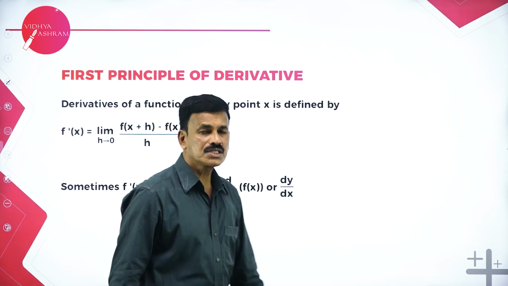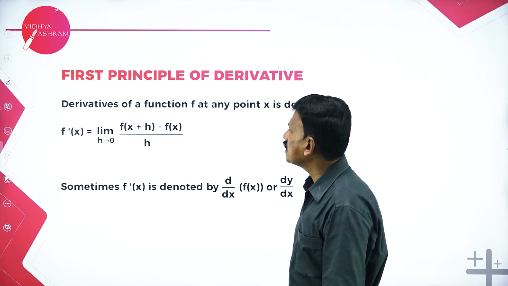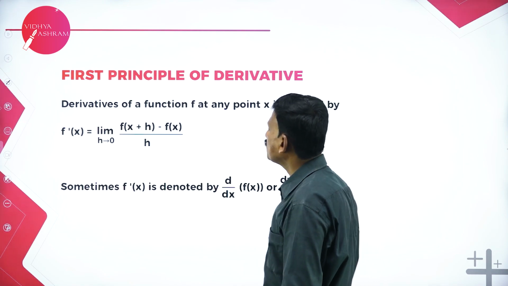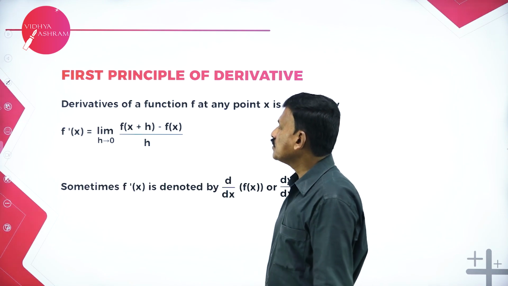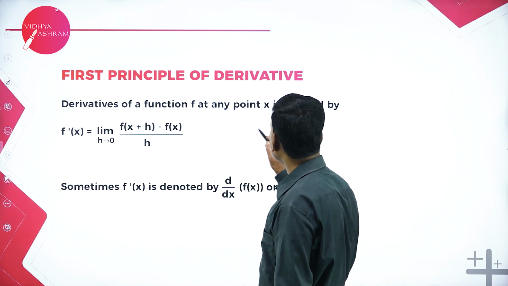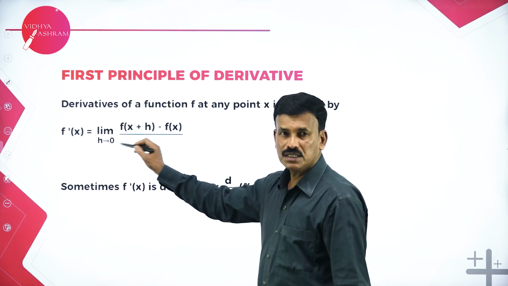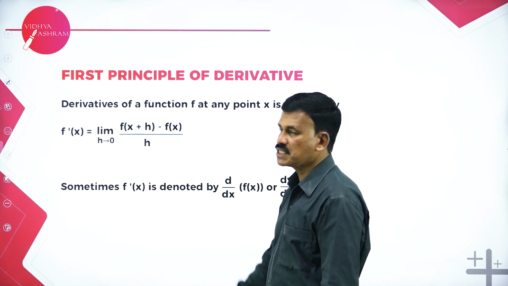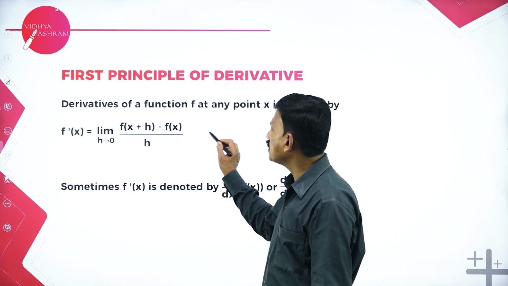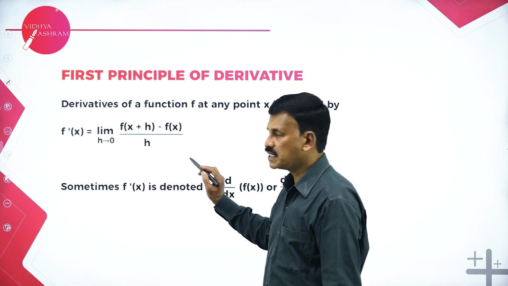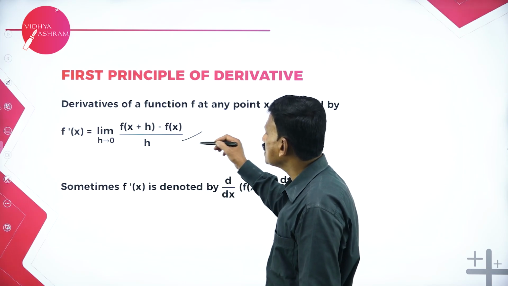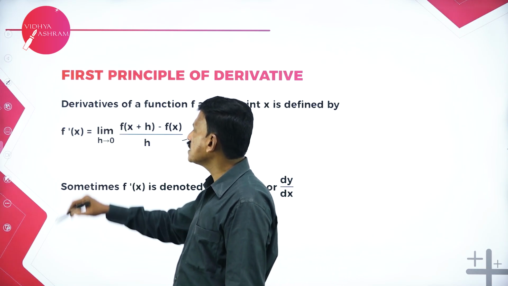Right. Now let us discuss the first principle method. What is the first principle method of a derivative of a function? Now the derivative of a function f at any point x is defined by f dash of x is equal to limit h tends to 0 of f of x plus h minus f of x divided by h. So if this limit exists, then it is called the derivative, denoted as f dash of x.